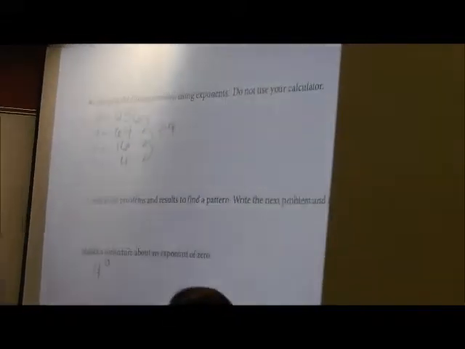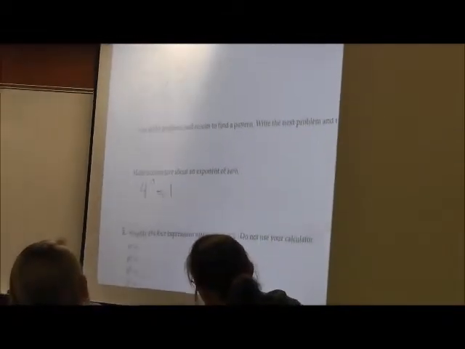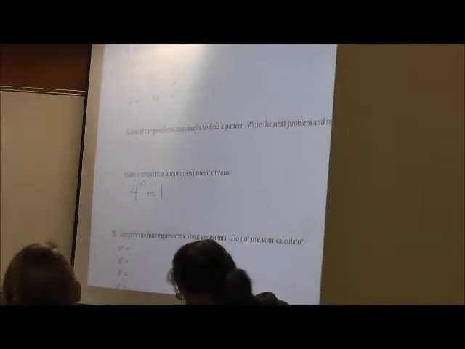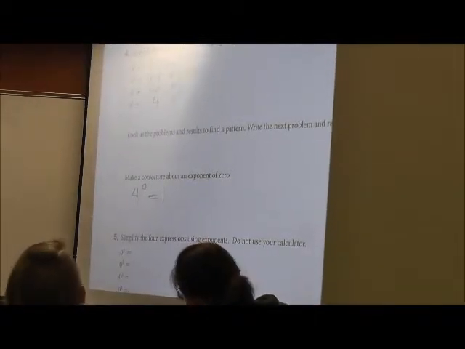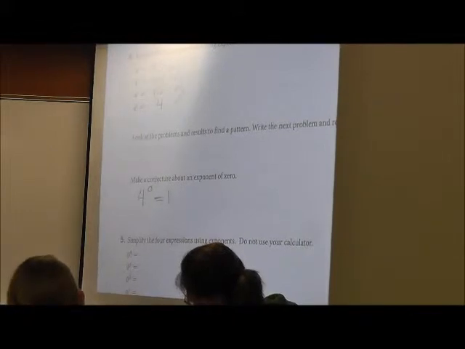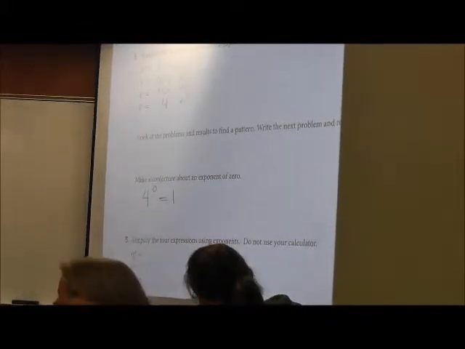Well, if I take 4 divided by 4, yeah, 4 divided by 4 is 1. That supports what you guys were saying. A 0 exponent gives you an answer of 1. Say that again, Sarah. So every number with an exponent of 0 is 1.